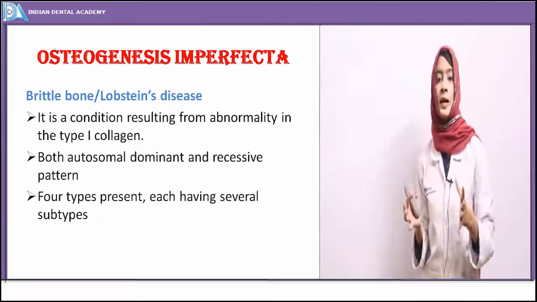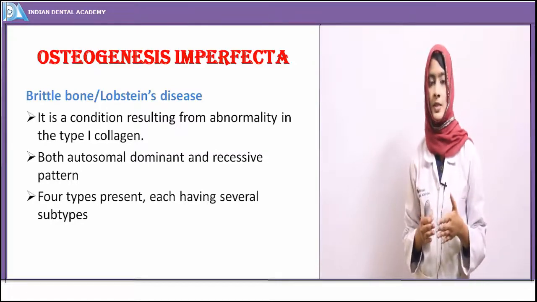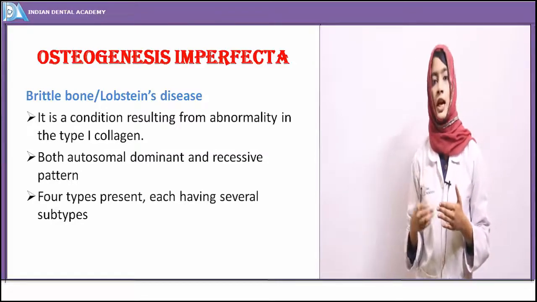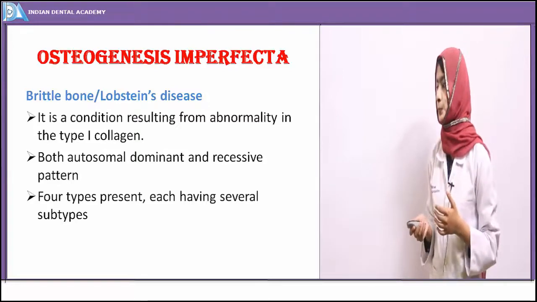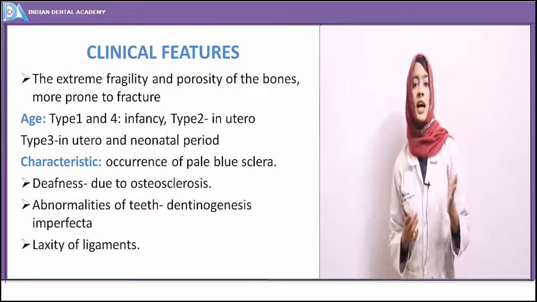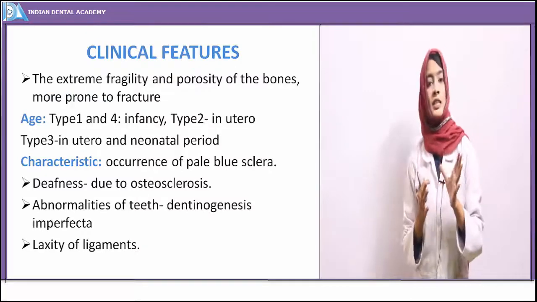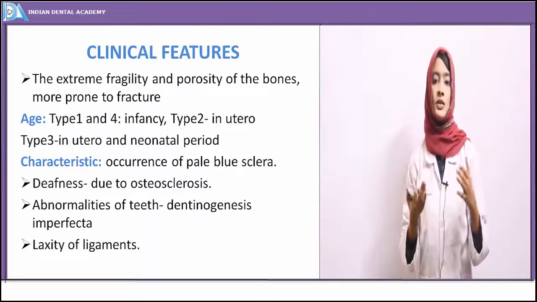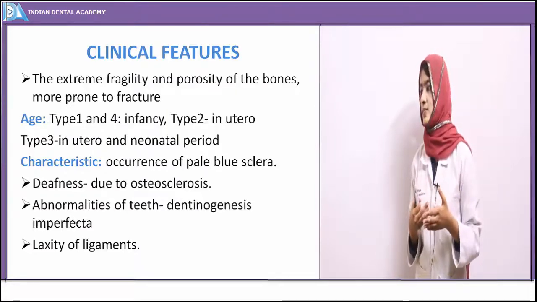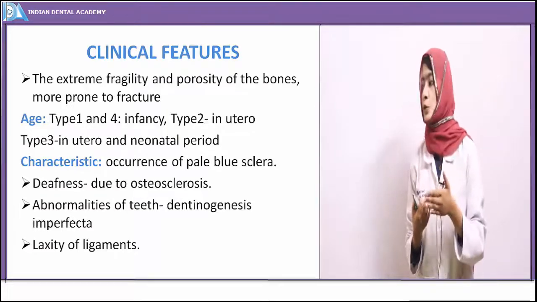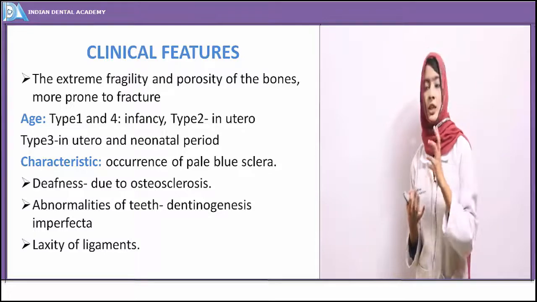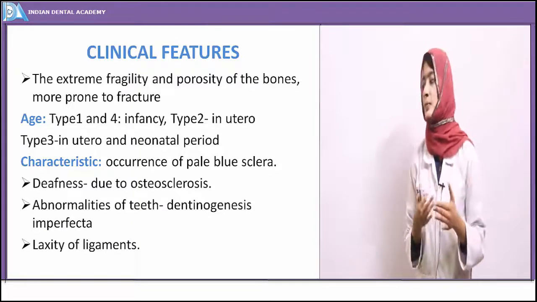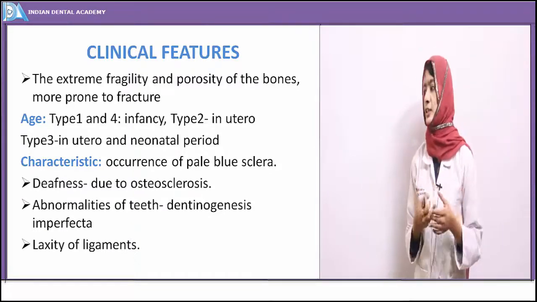Basically 4 types of osteogenesis imperfecta are present: type 1, type 2, type 3 and type 4. Type 1 and type 4 are seen in infants at the time of birth, whereas type 2 is seen even in utero, specifically in utero. Type 3 is seen both in utero and in the neonatal period.